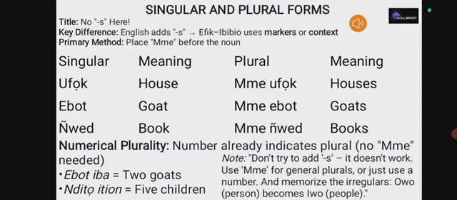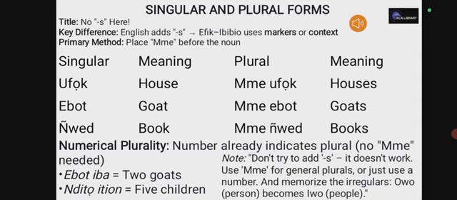Primary method. The main way to show plural is to add madame before the noun. Madame means plural or song. So you fuck means house, and madame you fuck means houses. Ebot means goat, and madame ebot means goats. Madame works for people, things, and animals.